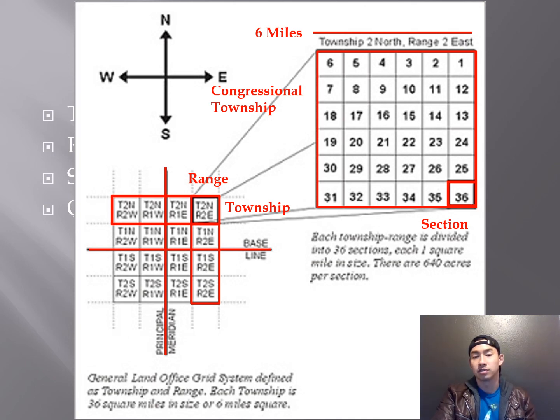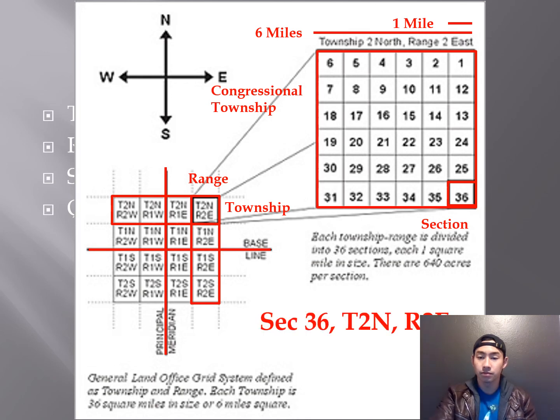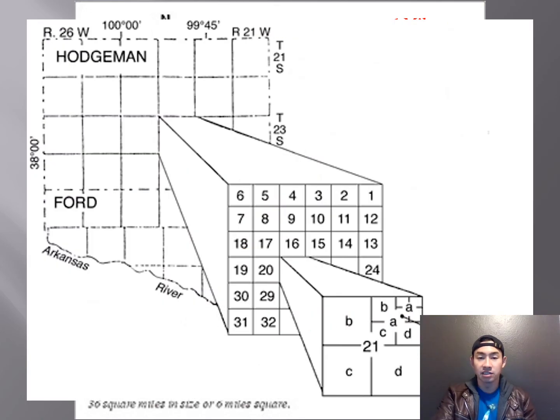An entire congressional township is about 6 miles, which makes one section 1 mile by 1 mile. To write this out, we would say this particular section is section 36, and we are in Township 2 North, Range 2 East. But a section is still pretty big. It's a mile by a mile.